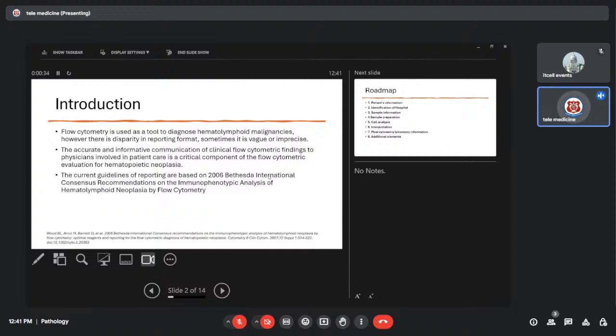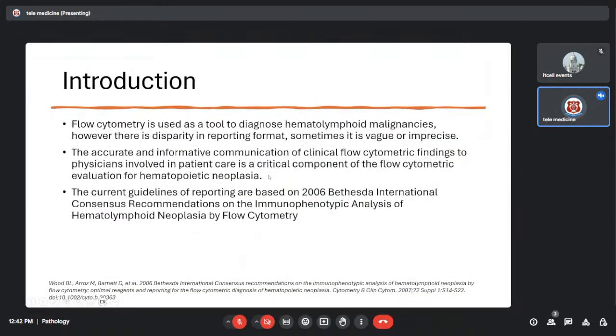So flow cytometry is used as a tool to diagnose and identify malignancy. However, there is disparity in reporting cases. Sometimes it is vague and imprecise. And the main purpose is that we should be able to communicate with the clinician. मतलब उन्हें क्या चाहिए? वो आपकी इतनी लंबी चौड़ी रिपोर्ट में से उन्हें क्या चाहिए?